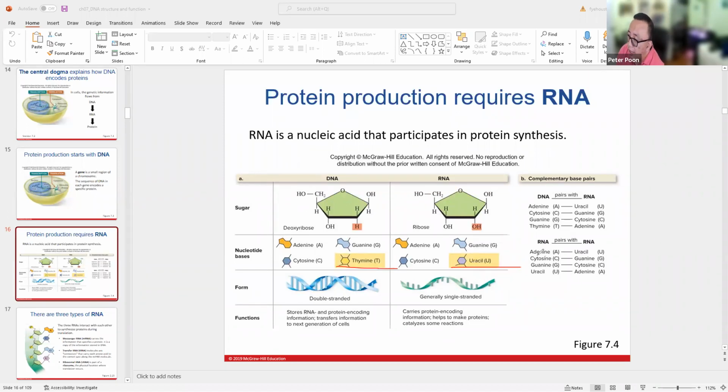So in RNA, A's pair with U's, and U's pair with A's. DNA is double-stranded, RNA is generally single-stranded. DNA stores the information. RNA transfers the information and is directly used to make proteins. It also catalyzes some simple reactions inside the cell.